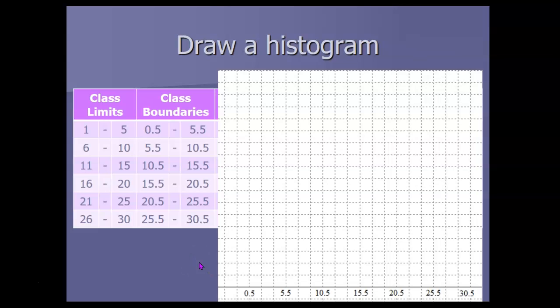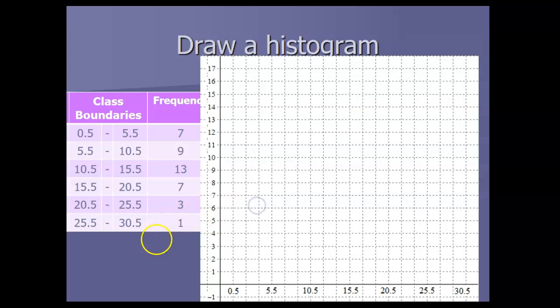Now we need to draw the vertical axis running up the side of the graph and label it with the frequency. So 0 would be right here at the bottom where the horizontal axis is. And then we'll just go up 1 square for each frequency number. So 1 square up, we get to 1. Another square up, we get to 2. Go up another square, we get to 3, 4, 5, 6. And I've got numbers going all the way up to 17, but really we only need to make sure we have enough room to go all the way up to 13, because that's the highest frequency. So the tallest bar, the one for this class, is going to go up to a height of 13.